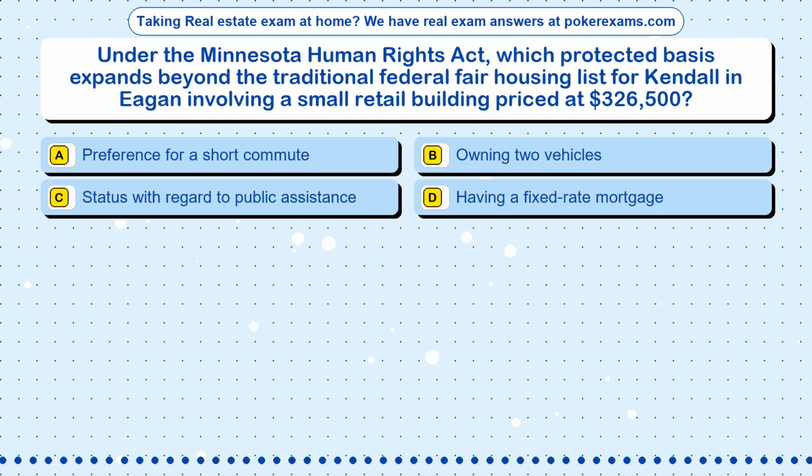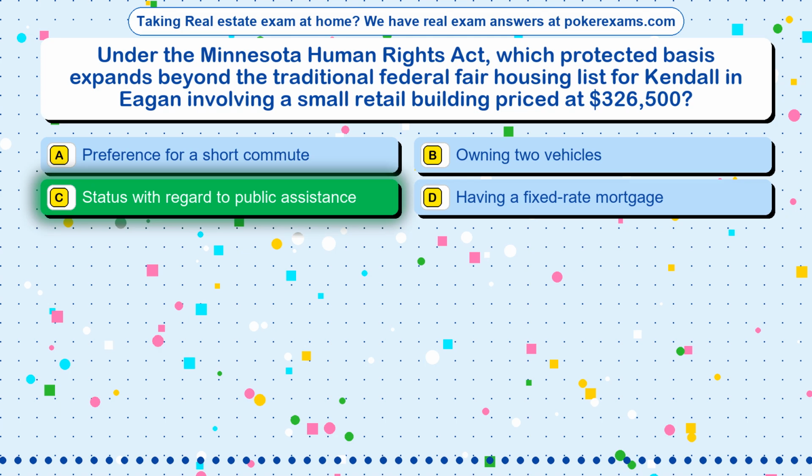Question 47. Under the Minnesota Human Rights Act, which protected basis expands beyond the traditional federal fair housing list for Kendall and Egan involving a small retail building priced at $326,500? Option A, preference for a short commute. Option B, owning two vehicles. Option C, status with regard to public assistance. Option D, having a fixed-rate mortgage.